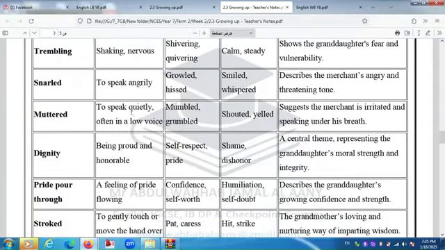Muttered, it is to speak quietly, often in a low voice. Why? Because you are lying. Another word, another meaning, mumbled, grumbled. The antonym is to shout, to yell. And that suggests, of course, that the merchant is irritated and is speaking under his breath.